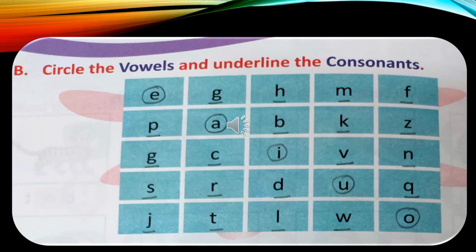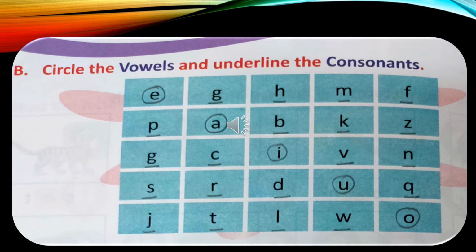In this exercise, we have to circle the vowels and underline the consonants. I have already done this for you. Just let's go through the exercise. As you already know, A, E, I, O and U are vowels and all the remaining are consonants.